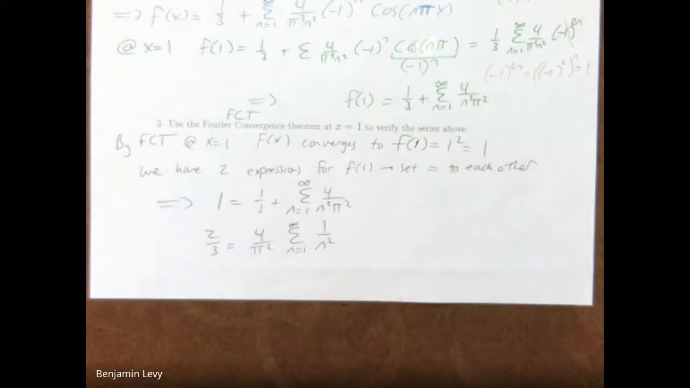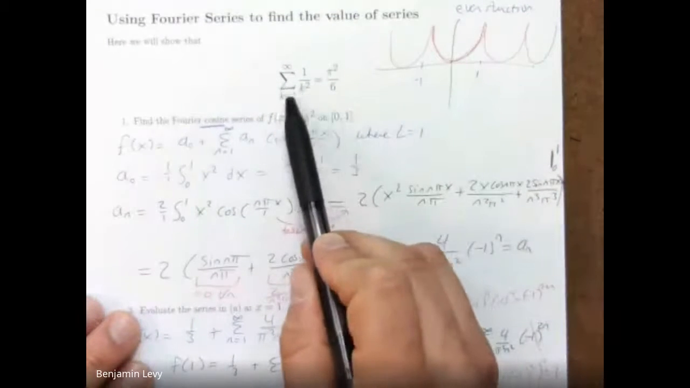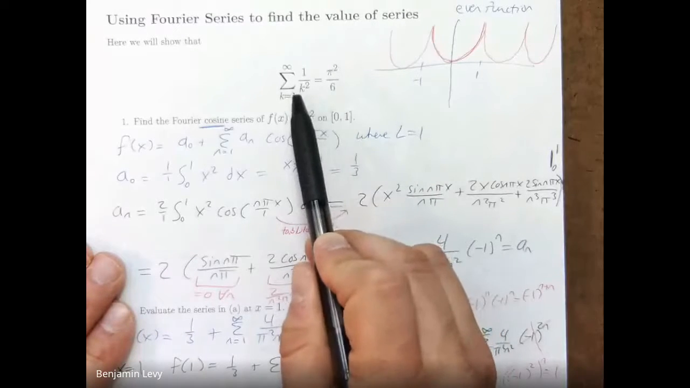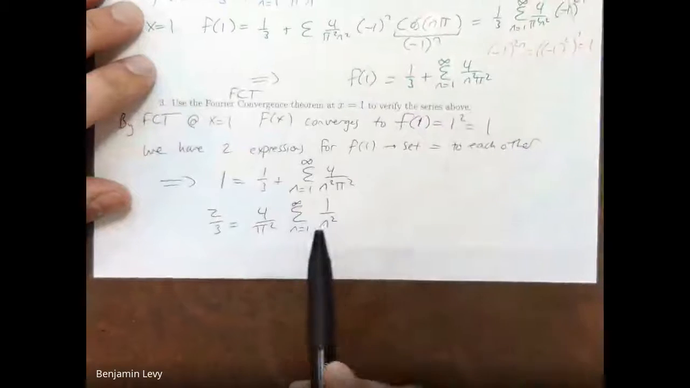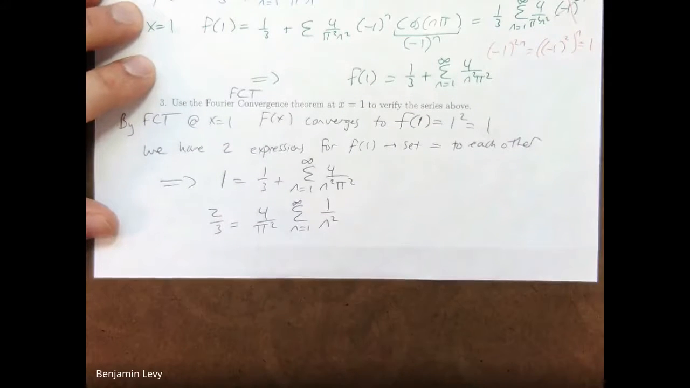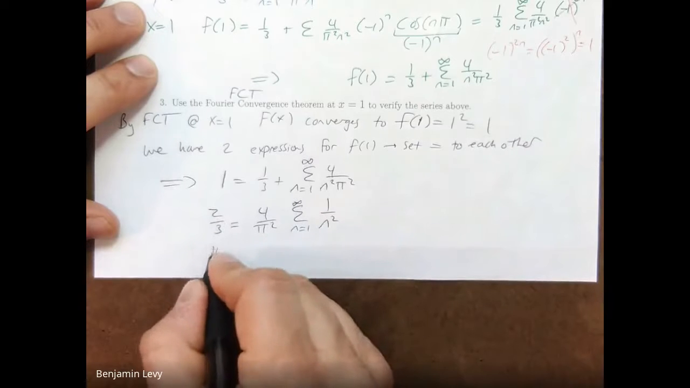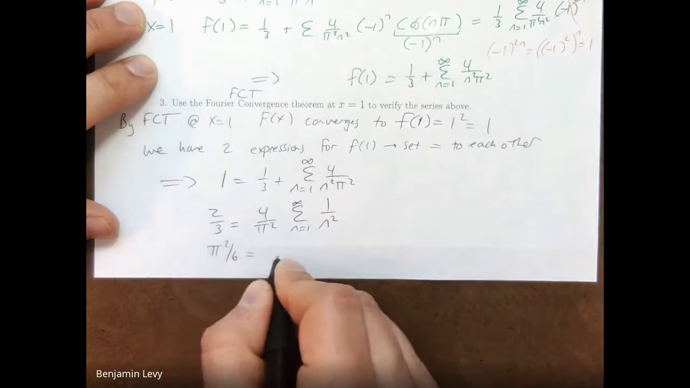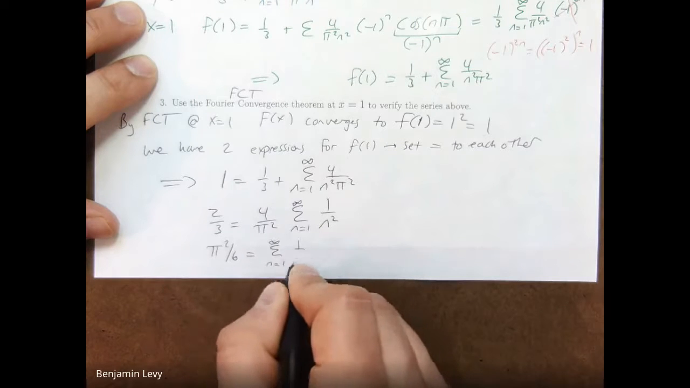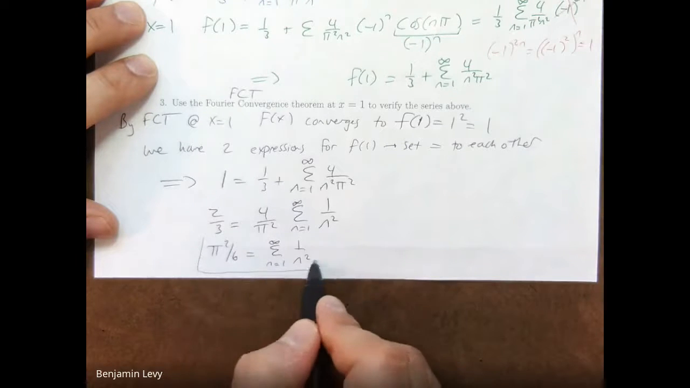And we now almost have the answer, right? 1 over n squared is the thing we want to get by itself. We're trying to show that the sum of 1 over k squared, which is the same as 1 over n squared, equals this. So let's get that sum by itself. Let's multiply by pi squared, divide by 4. And when you do that, you get pi squared over 6 equals that sum, which is exactly what we were trying to show.